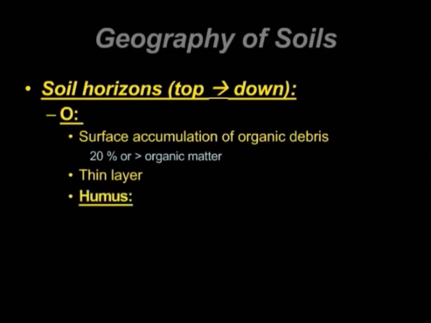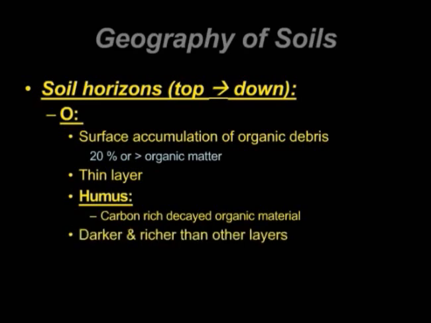One of the characteristics of this O layer is a certain soil composition called humus. This is a very carbon-rich organic material. I think I've used this humus term before. It's a very rich material that comprises this O layer, and because of this organic material, it's definitely going to create darker and richer colors than the other layers.